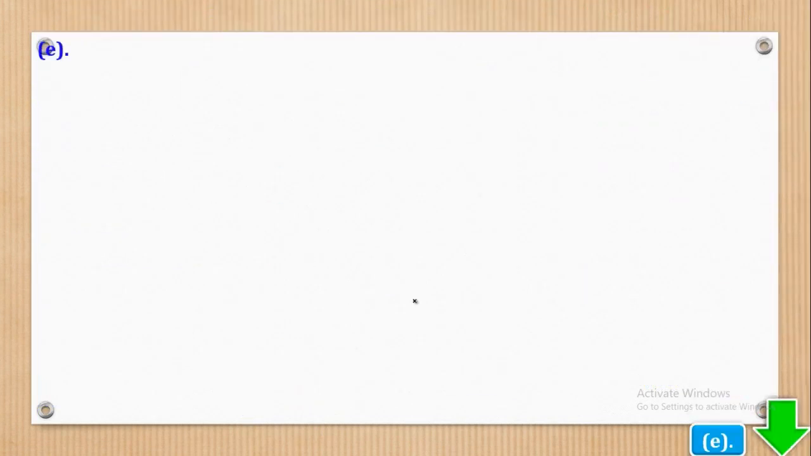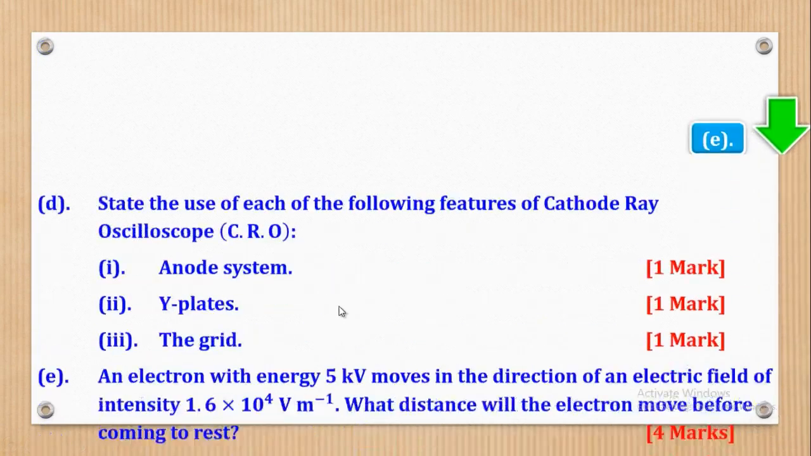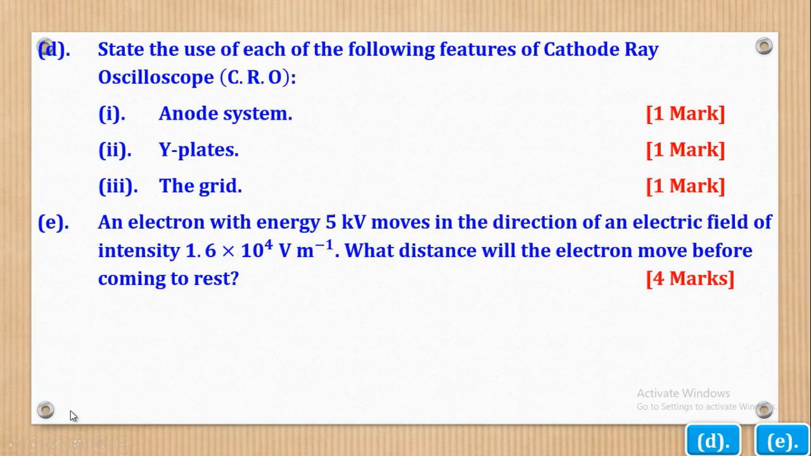So now we shall go to part E. Part E says an electron with energy 5 kilovolts moves in the direction of an electric field intensity of 1.6 exponent 4 volts per meter. What distance will the electron move before coming to rest?